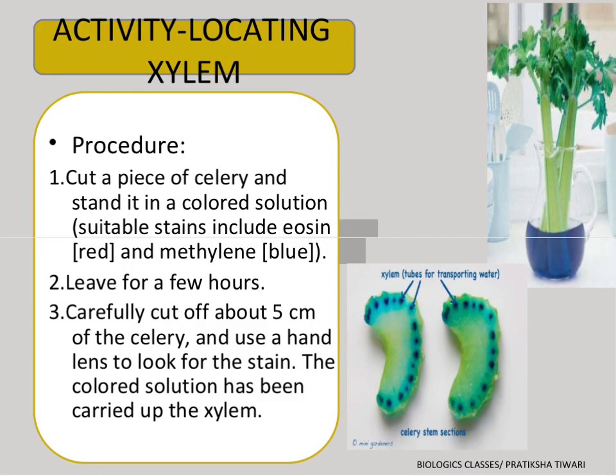Activity: locating xylem. Procedure. Cut a piece of celery and stand it in a colored solution. Suitable stains include eosin and methylene blue. Leave for a few hours. Carefully cut off about 5 cm of the celery, and use a hand lens to look for stain. The colored solution has been carried up the xylem.